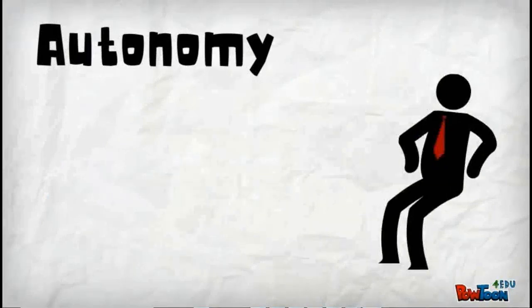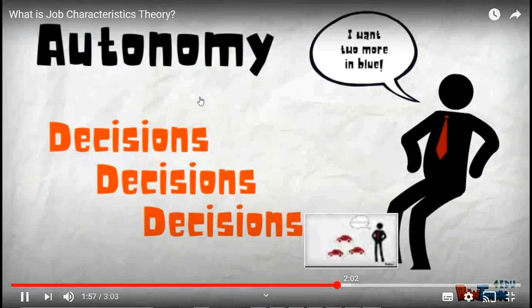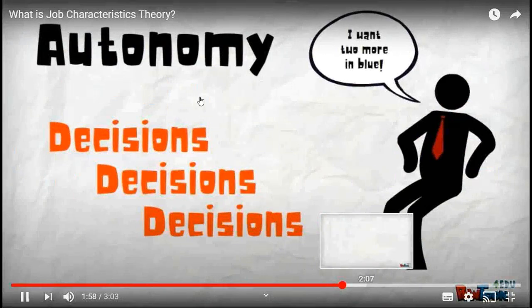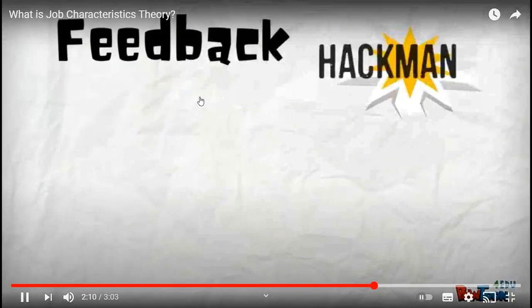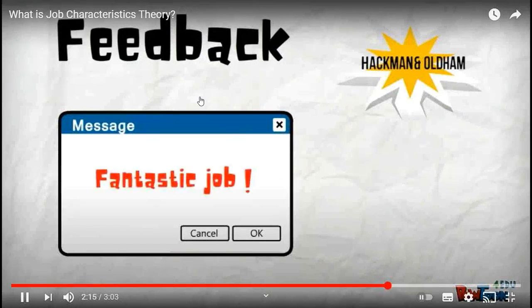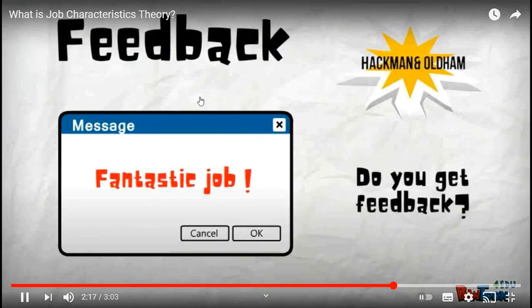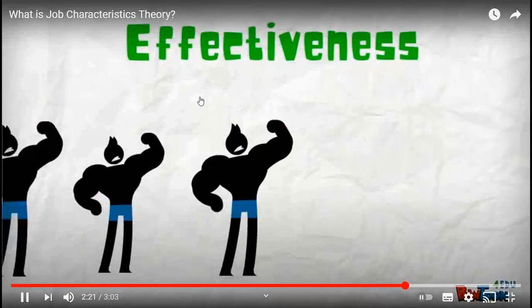Do you have the ability to make some decisions about your job? Maybe you're the one who says, you know what, we need more variety, and we also need this. That's autonomy. Feedback is the final piece of the Hackman-Oldham model. Do you get feedback on the effectiveness of what you're doing? And we all want to feel a sense of we are good at something. We feel good about it.